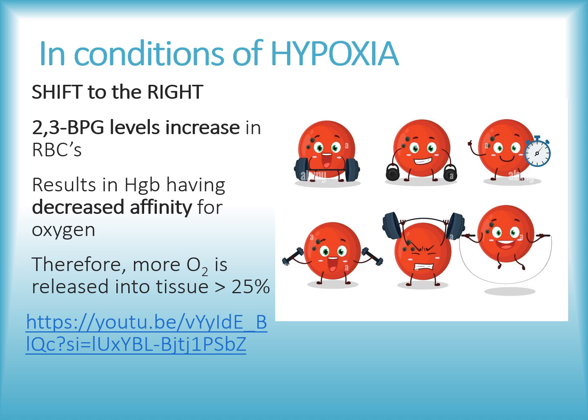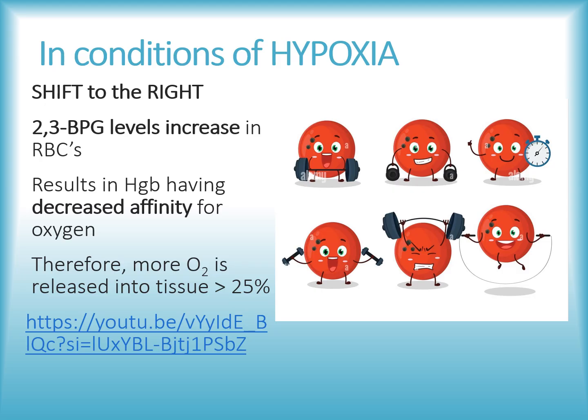So in conditions of hypoxia, meaning decreased oxygen, we are going to see that shift to the right. The very first thing that's going to happen is we're going to have an increase in those 2,3-BPG levels, and that is going to result in hemoglobin having a decreased affinity for the oxygen. So we talked about affinity. So now they have a decreased affinity, meaning it doesn't like it. Affinity means to like or to have a need or a want for. Now all of a sudden hemoglobin doesn't want that oxygen anymore. It's going to kick it off using that 2,3-BPG. Therefore, more oxygen is going to be released into the tissue.